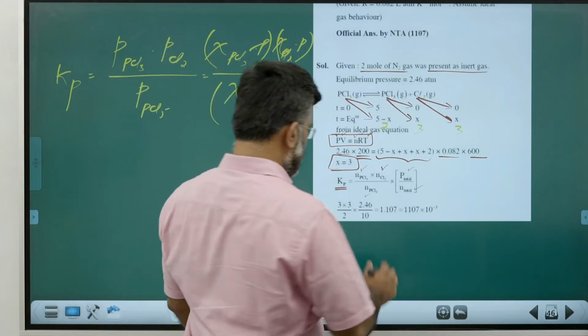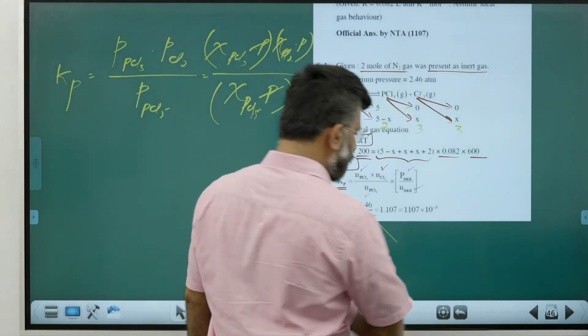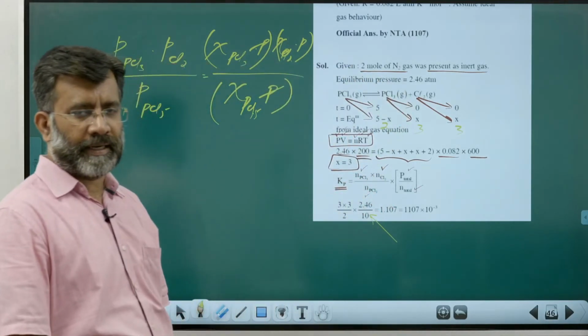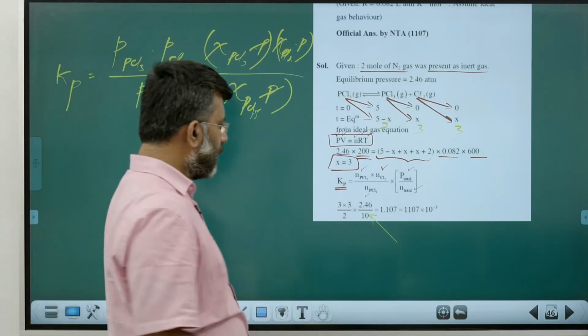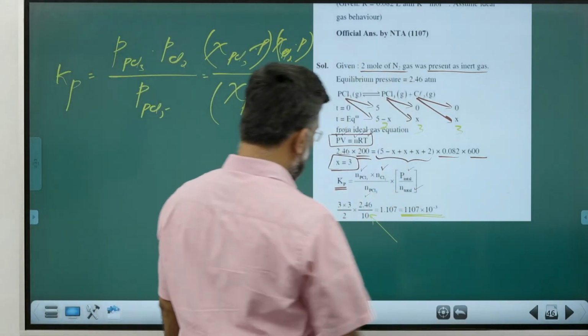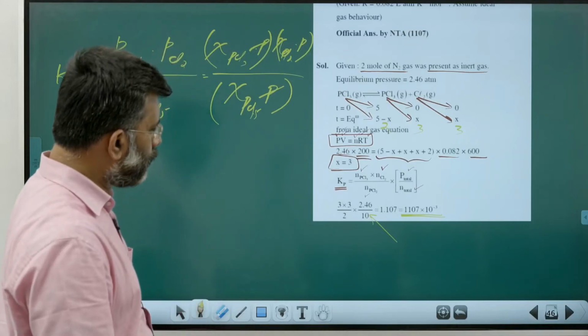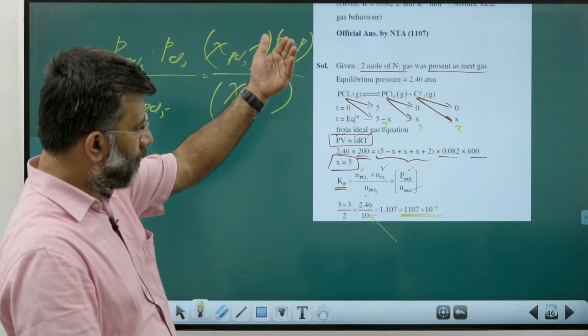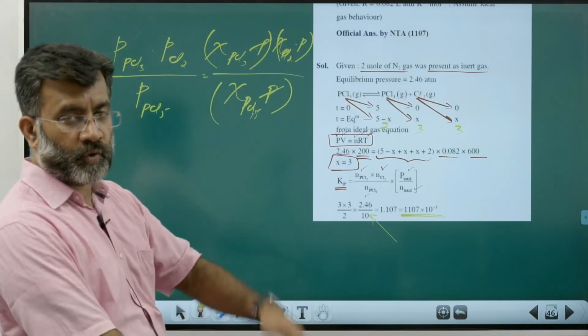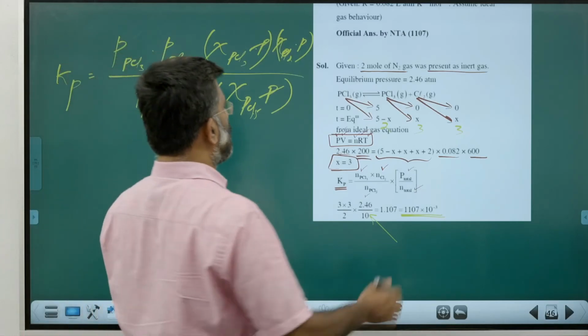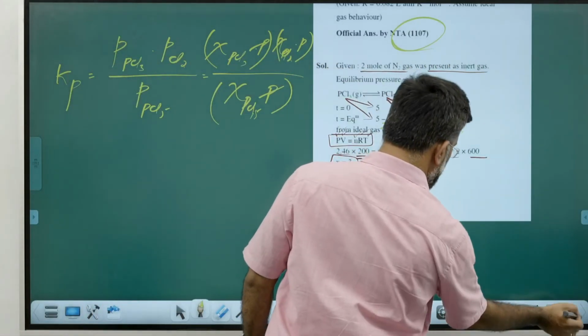With the 2 nitrogen, the total number of moles in the denominator will take you to the answer. 1.107 times 10 power minus 3 is reported, which becomes 1107. Okay, 1107 will be the answer. Next one.